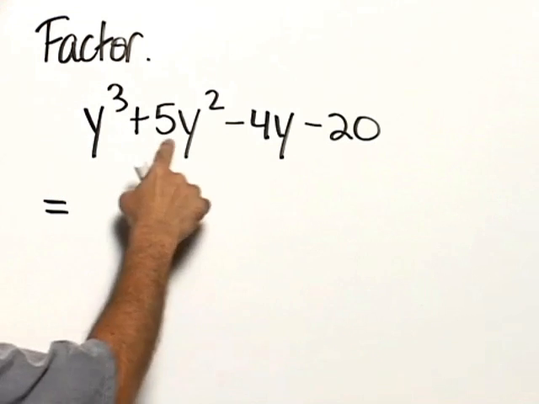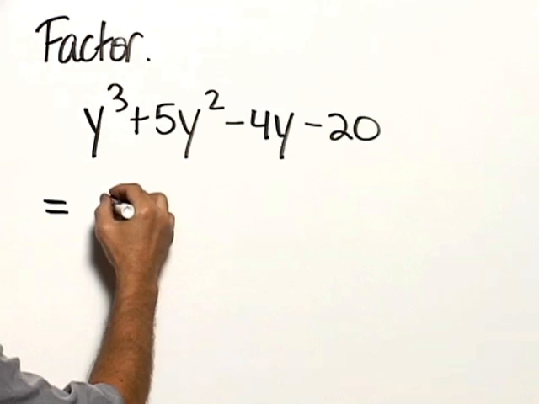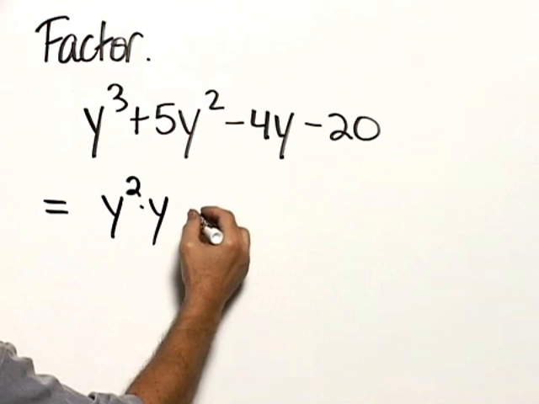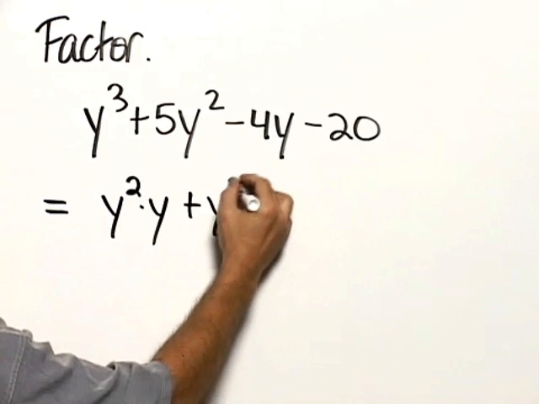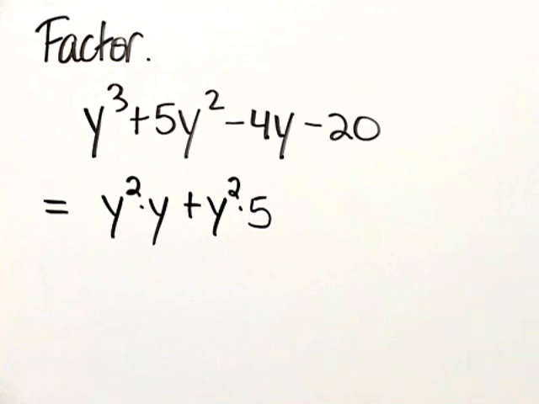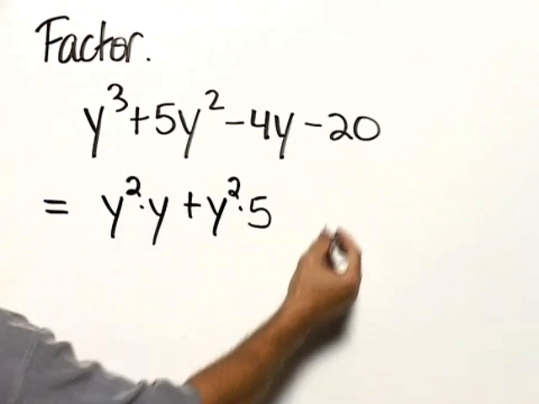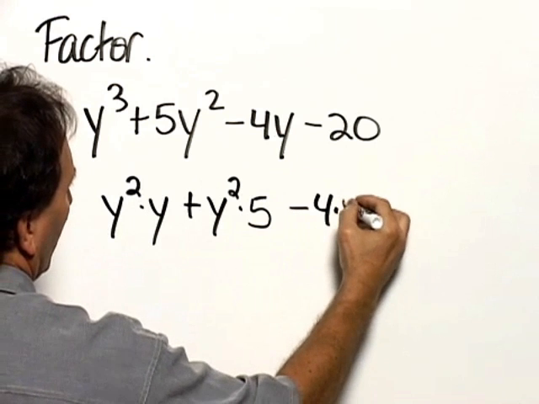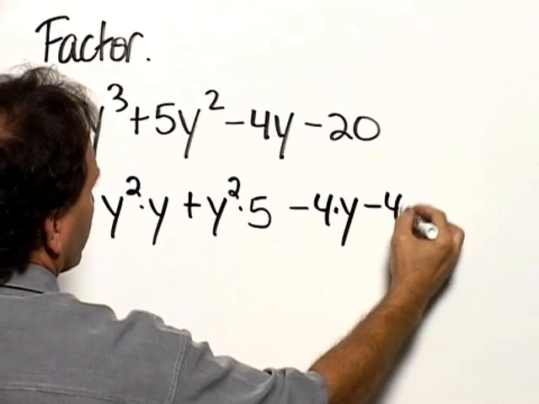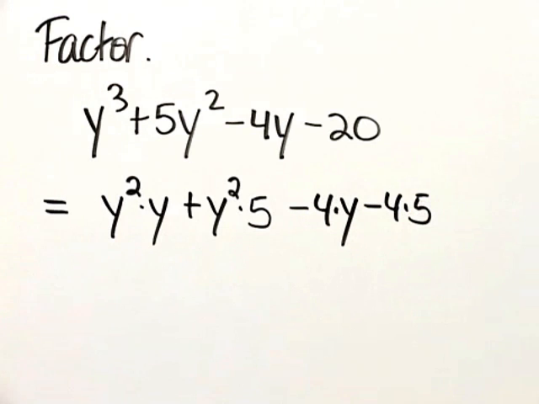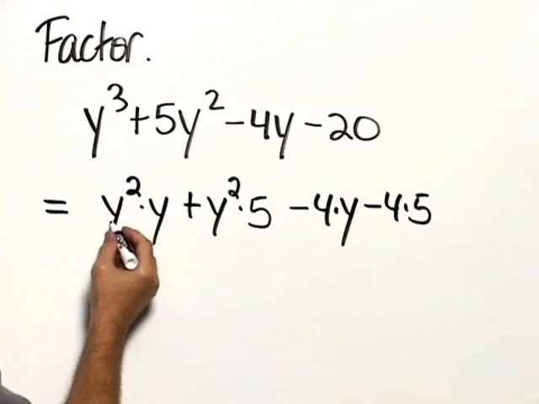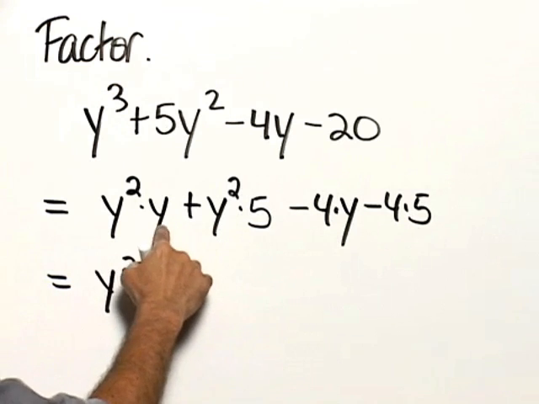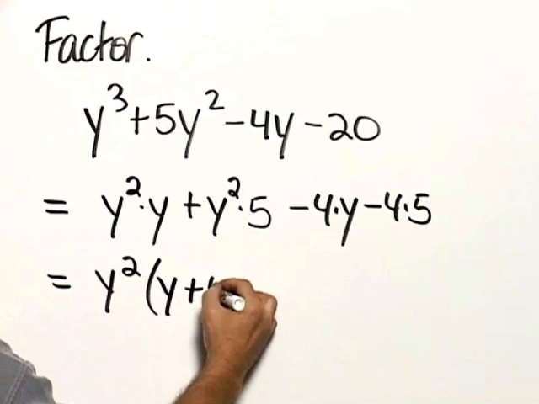We can rewrite y cubed as y squared times y. We can write 5y squared as y squared times 5. For these numbers, we can rewrite them as minus 4 times y minus 4 times 5. Now we see we have a common factor of y squared. We factor out y squared, it leaves us with y plus 5.